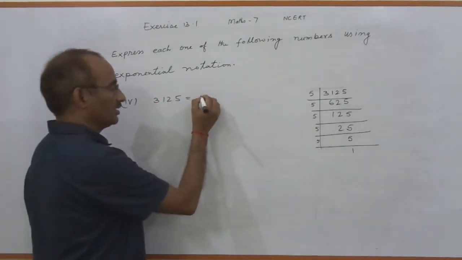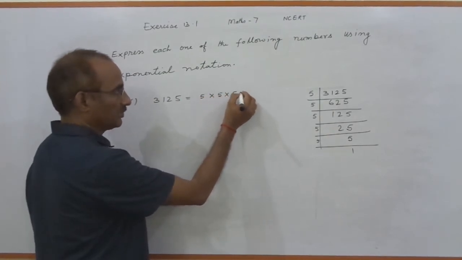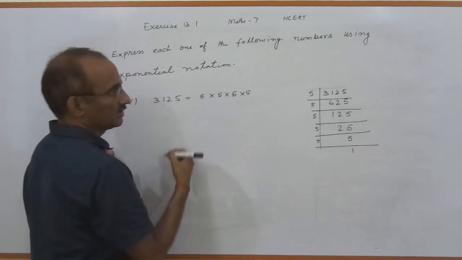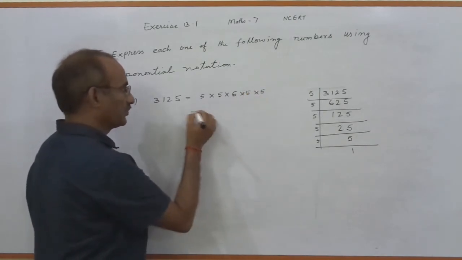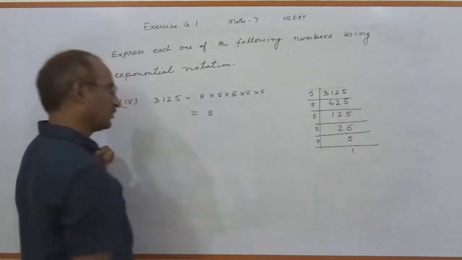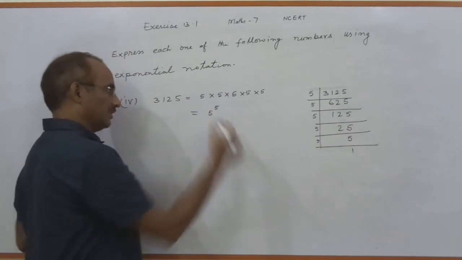So 3125 is written as 5 multiplied with 5 multiplied with 5 multiplied with 5 multiplied with 5. So it can be written as 5 raised to the power of 5.